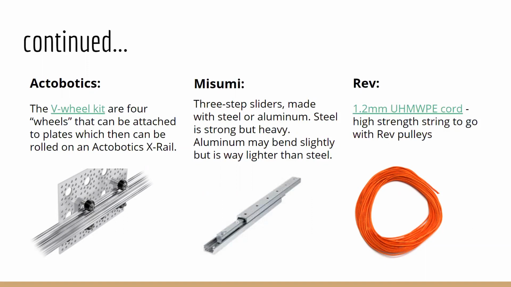Steel is strong but heavy. Aluminum may bend slightly, but is way lighter than steel. For the same size Misumi slides, 20 by 16mm, the aluminum slide weighs 8.8 ounces, while the steel slide weighs 14.7 ounces.